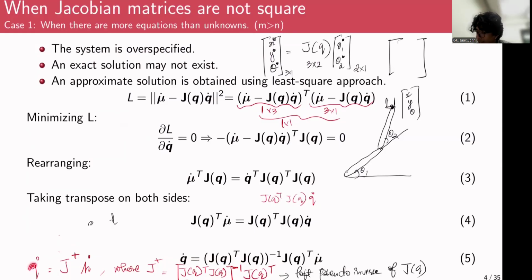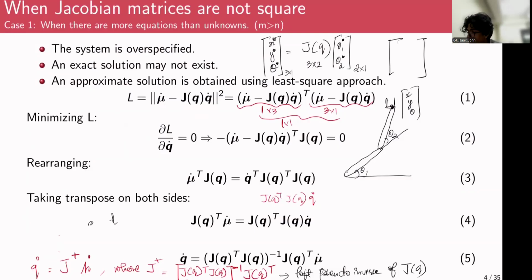And what it basically gives you is an approximate solution q dot that minimizes the least square error between mu dot and J of q multiplied by q dot. Right? It's not an exact solution. It's an approximate solution that minimizes the error between mu dot and J of q multiplied by q dot.